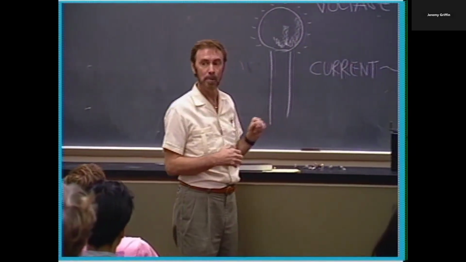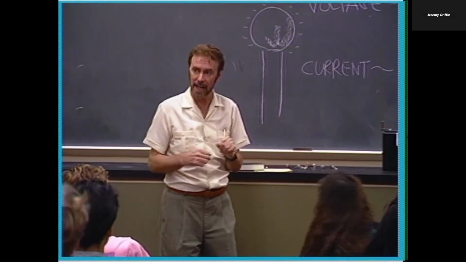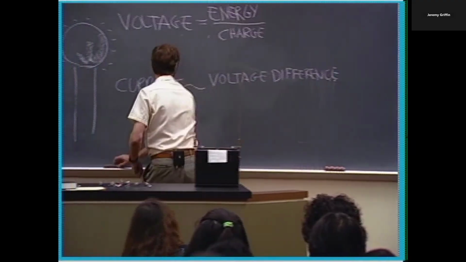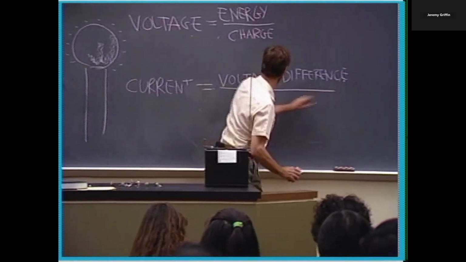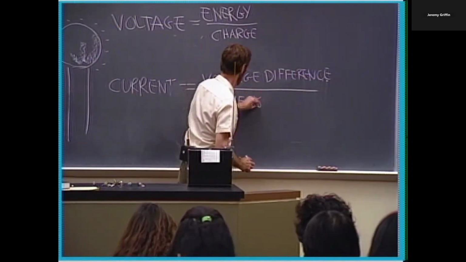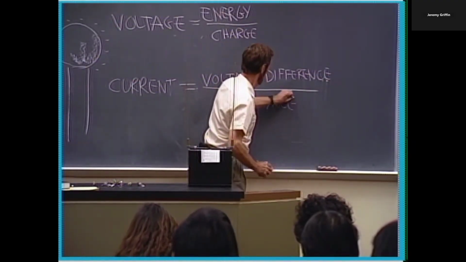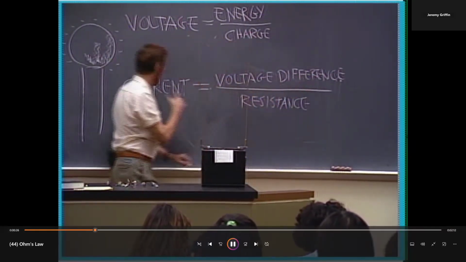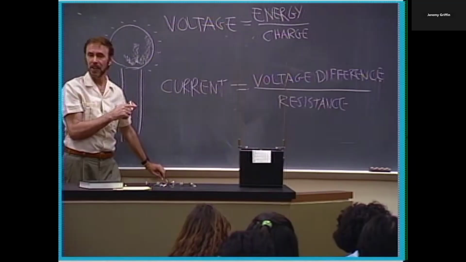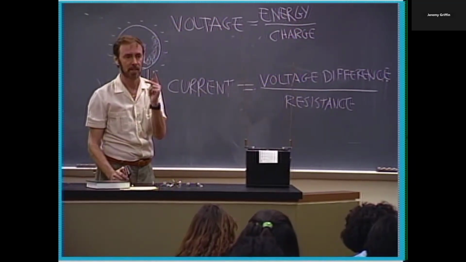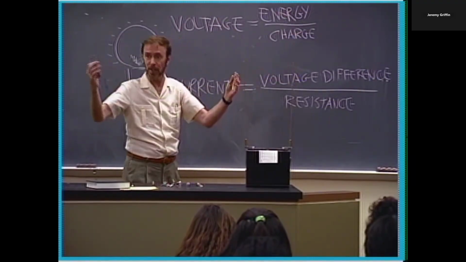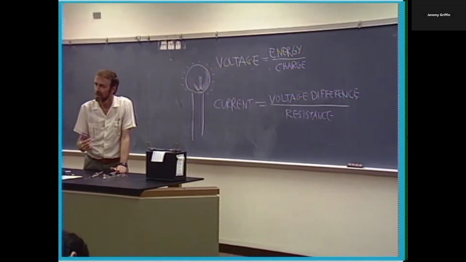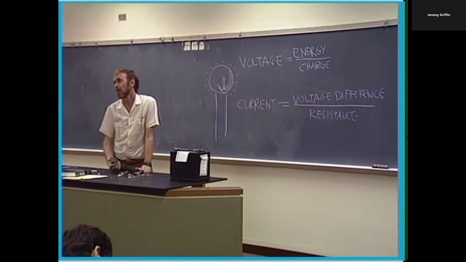This relationship, current proportional to voltage difference, becomes an exact equation when I include the idea of resistance. If you have a humongous resistance, even for a big voltage difference, the current will be very small. So how much current flows through things has to do with two ideas, gang. What's the voltage difference across the ends of the conductor? And what's the resistance that conductor offers to a current flow to begin with? And that usually has to do with the geometry and the material of the conductor.